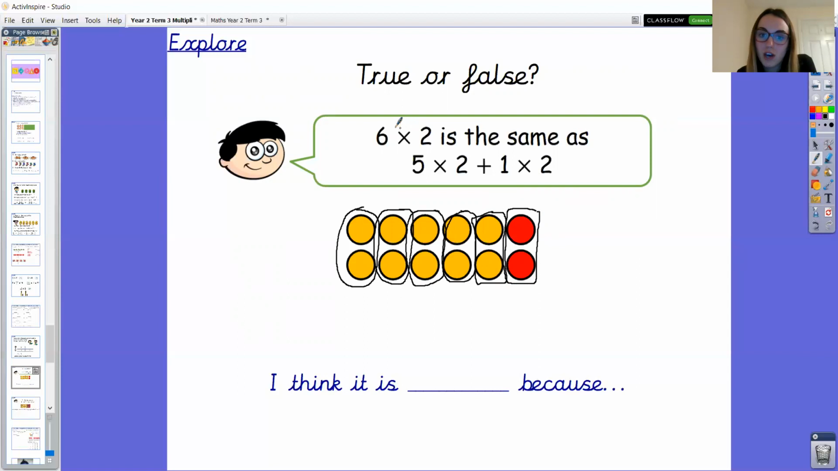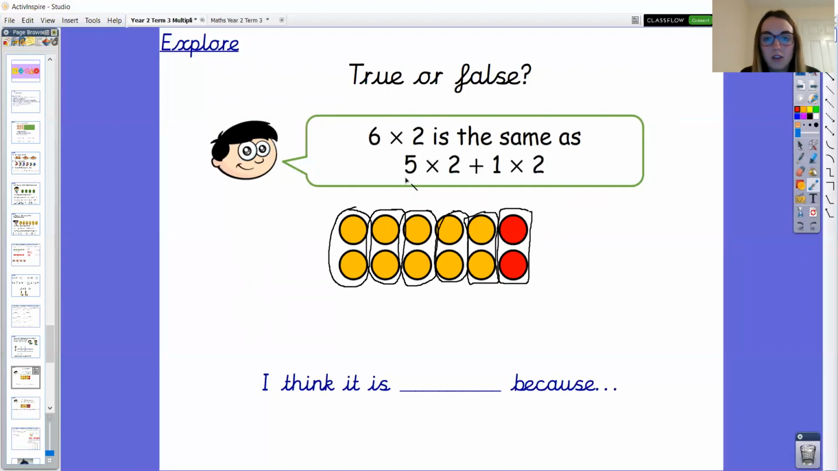And we know the product of 6 times 2 equals 12. Okay, so we really want to draw your attention here to the lots of. Okay, we've got 5 lots, add 1 lot equals 6 lots altogether.